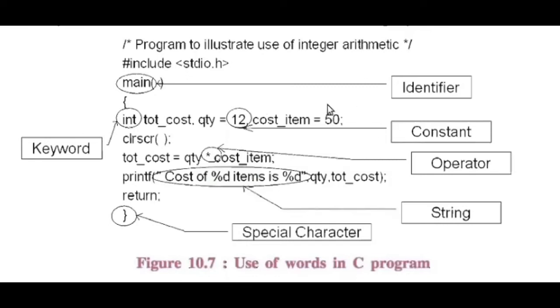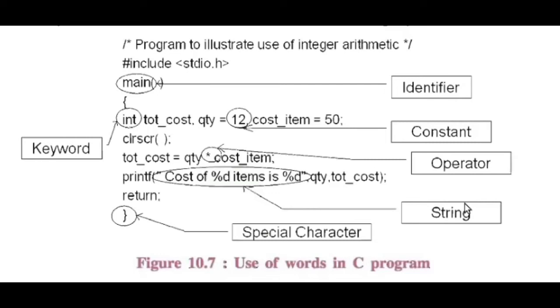Same with 50, it is also a constant. These are operators, arithmetic operators or logical operators we can use in our program. Then whatever you like, write between quote symbols. Okay, this is in printf where we have used these quotes, so that is called a string. What is a string? It is a sequence of characters that forms a sentence.